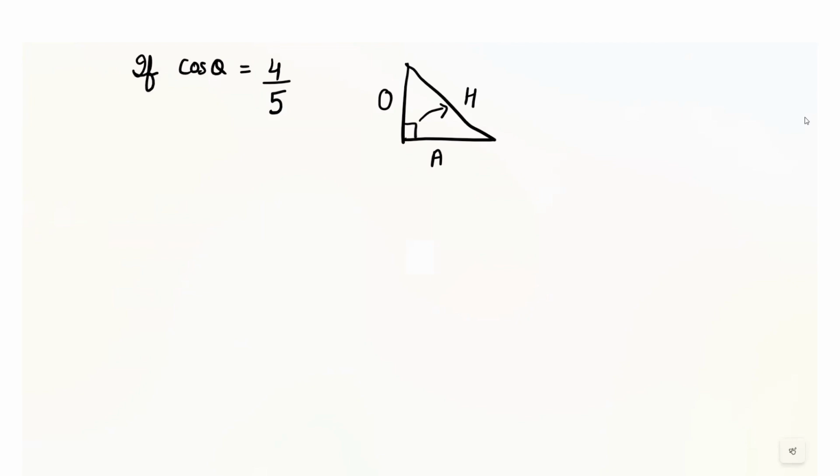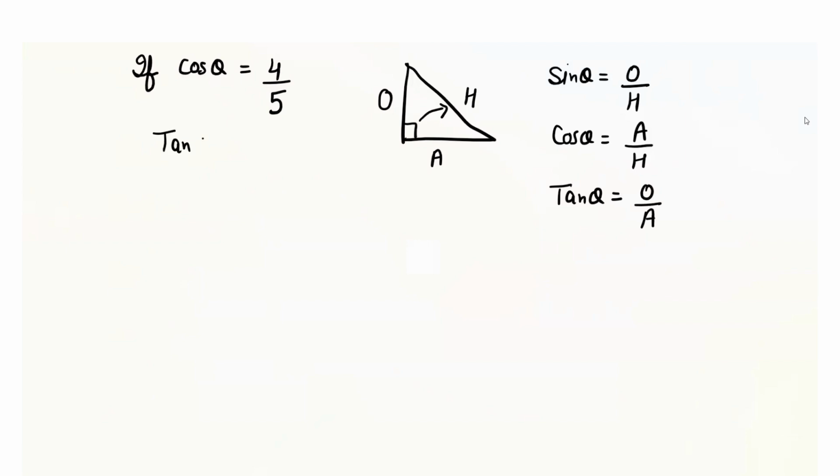Now, we will talk about the trigonometric ratios. So, sine theta is equal to O over H, cos theta is equal to A over H, and tan theta is equal to O over A. Now, in this question, we need to find out the value for tan theta.